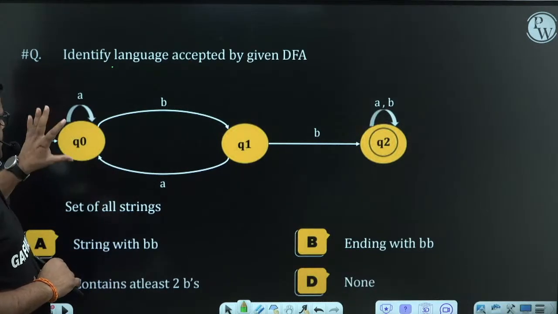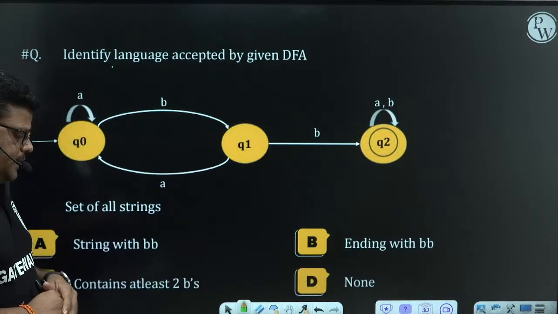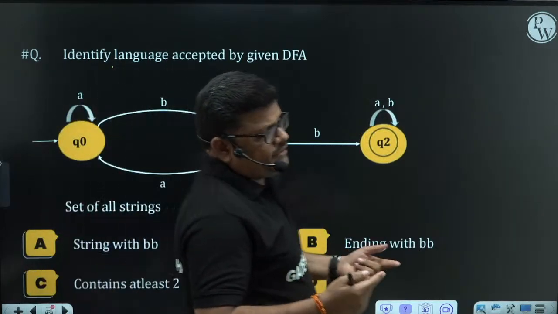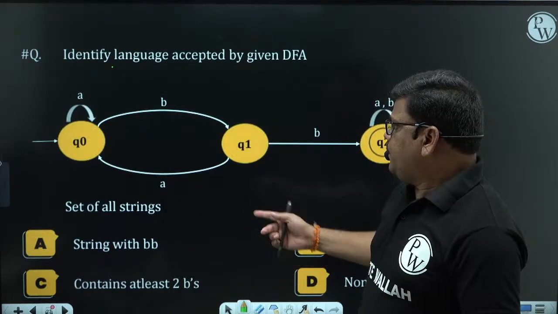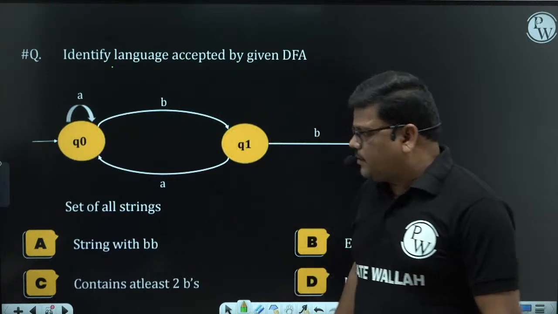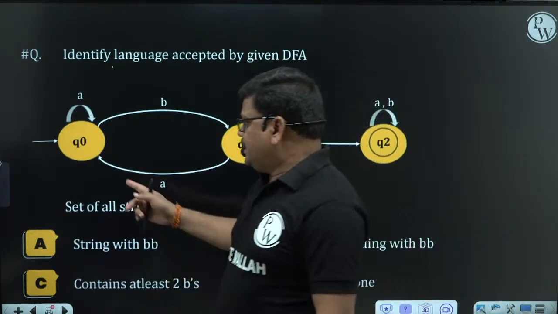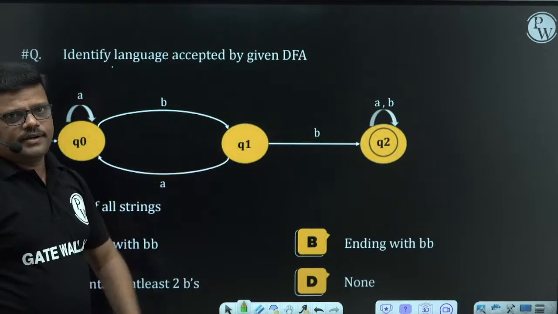I told you, first of all, we'll check whether it is a DFA or not. What is a DFA? From every state on every symbol, a transition should exist. That is the 5-tuple definition. Here, in this automata, there are 3 states. Q0 is the initial state, and Q2, the double circle one, is the final state.